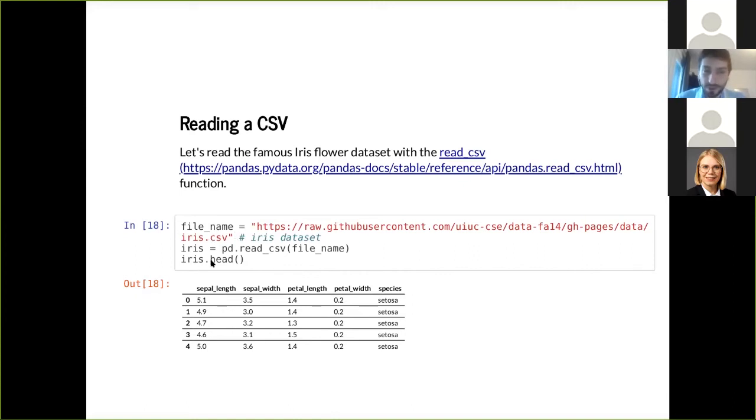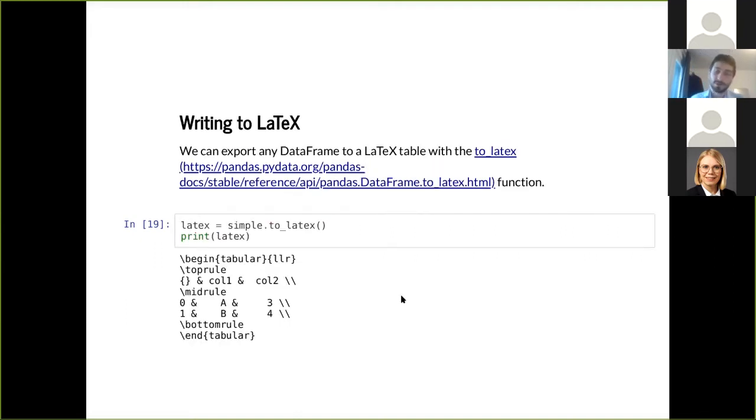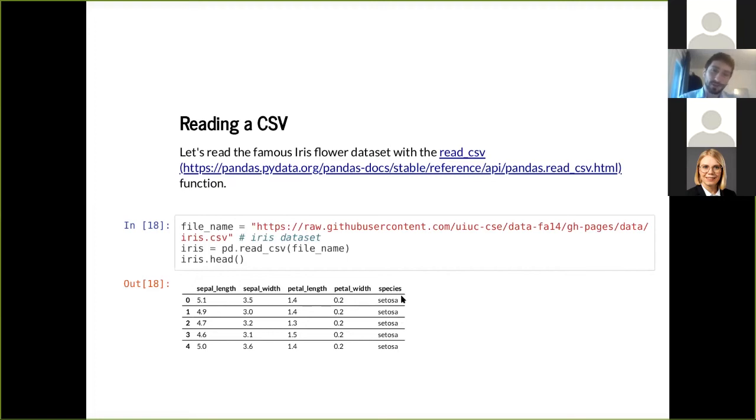And if I print iris.head, this will show me the first lines of this dataset. So you can see that this dataset has 5 columns. The first 4 columns are measurements of different flowers for their sepal and petal length and width. And the 5th column is the species of the flower that was measured. And so we read a CSV and it generated a data frame for us.